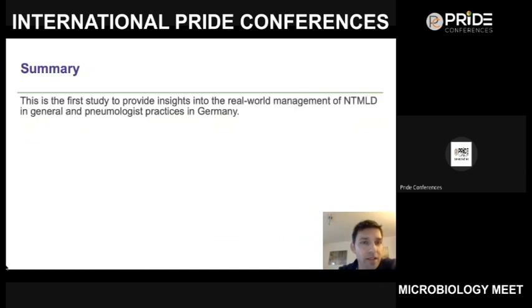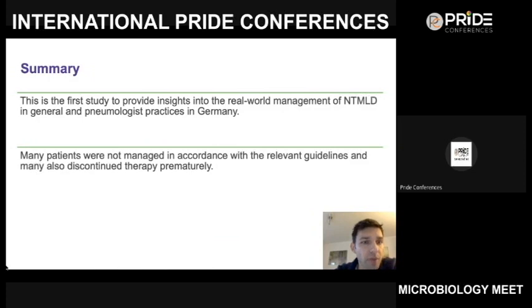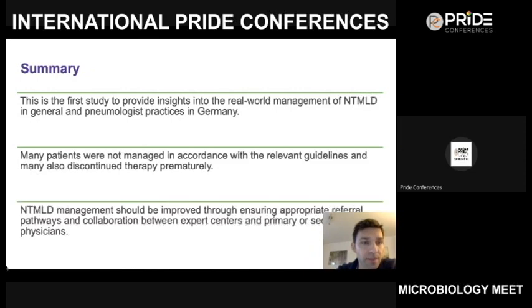This research provides insights into the management of NTM in general and pulmonologist practices in Germany. Many patients were not managed in accordance with the relevant guidelines, and many also discontinued therapy. Medication management through appropriate referral pathways and collaboration between private centers and primary and secondary care is needed.